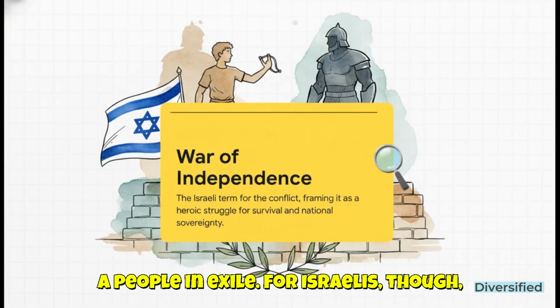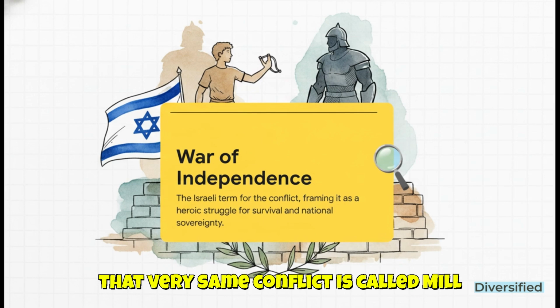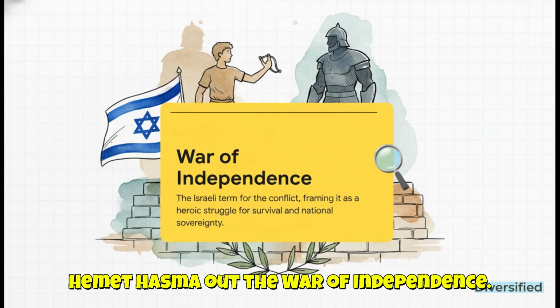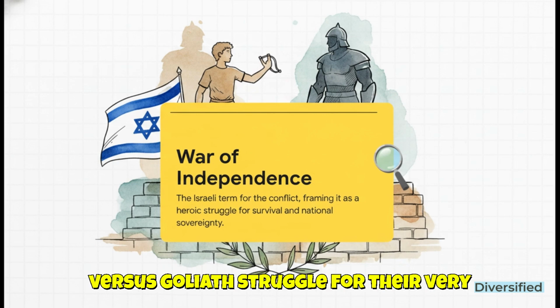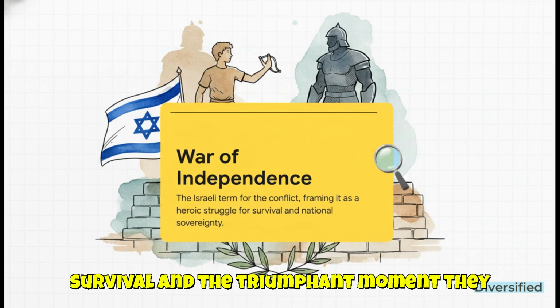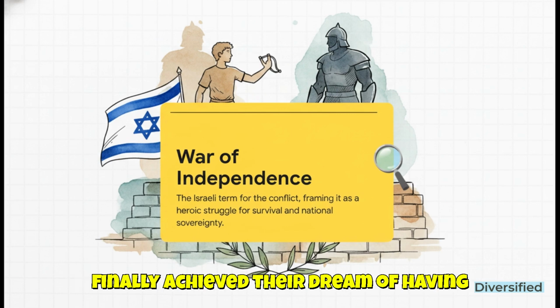For Israelis, though, that very same conflict is called Milhemet Ha'atzmaut, the War of Independence. This name frames it as a heroic David versus Goliath struggle for their very survival, and the triumphant moment they finally achieved their dream of having their own country.